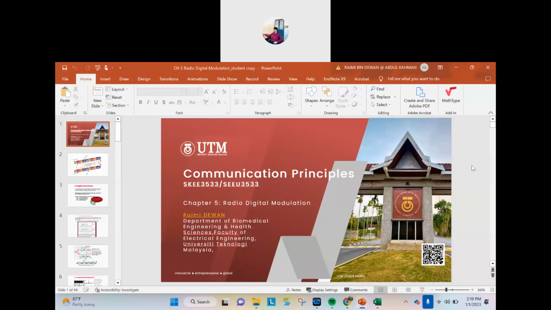So I'm doing a hybrid actually now. Hopefully the internet's here. So today is radio digital modulation. So what does it mean? It means that previously we learned about analog modulation in chapter 2 and chapter 3, where our information signal is analog as well. But this one, our information signal will be digital. So this one is an extension of chapter 4, because chapter 4 we will only cover later.